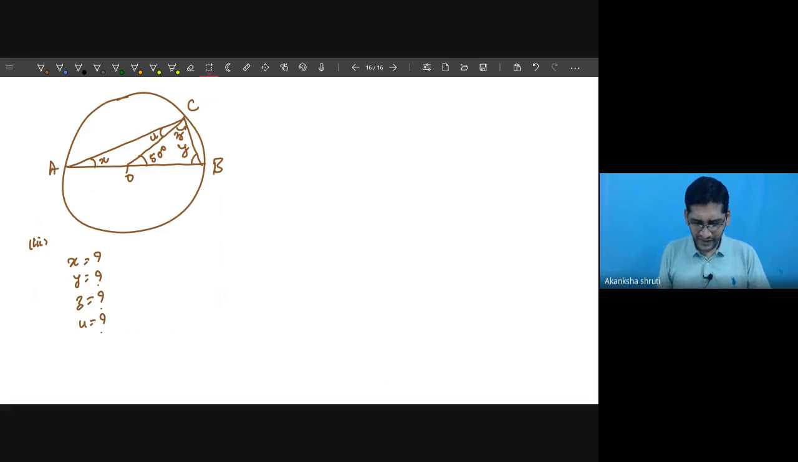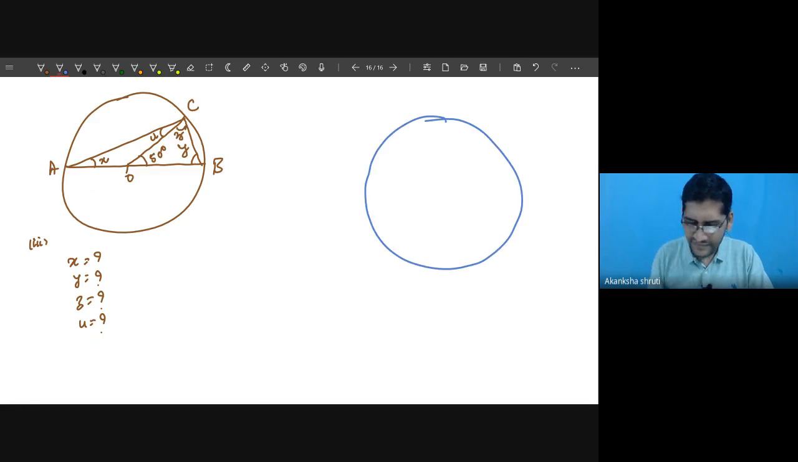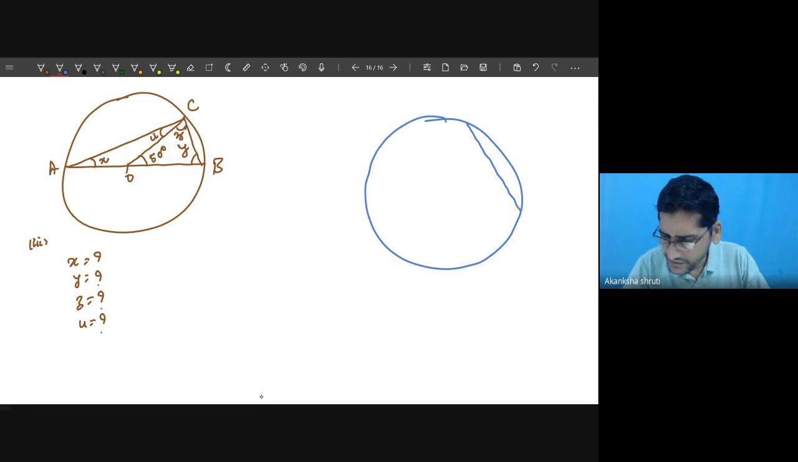Yes students, in this case we need to find X, Y, Z, U, all these things. How can we find it? It's very easy. Students, what will be the value of X? Observe your BC. 25 degree. Very good. So B to C, this is the chord. From B to C, the center is O. So the angle formed at the center is given as 50 degree.